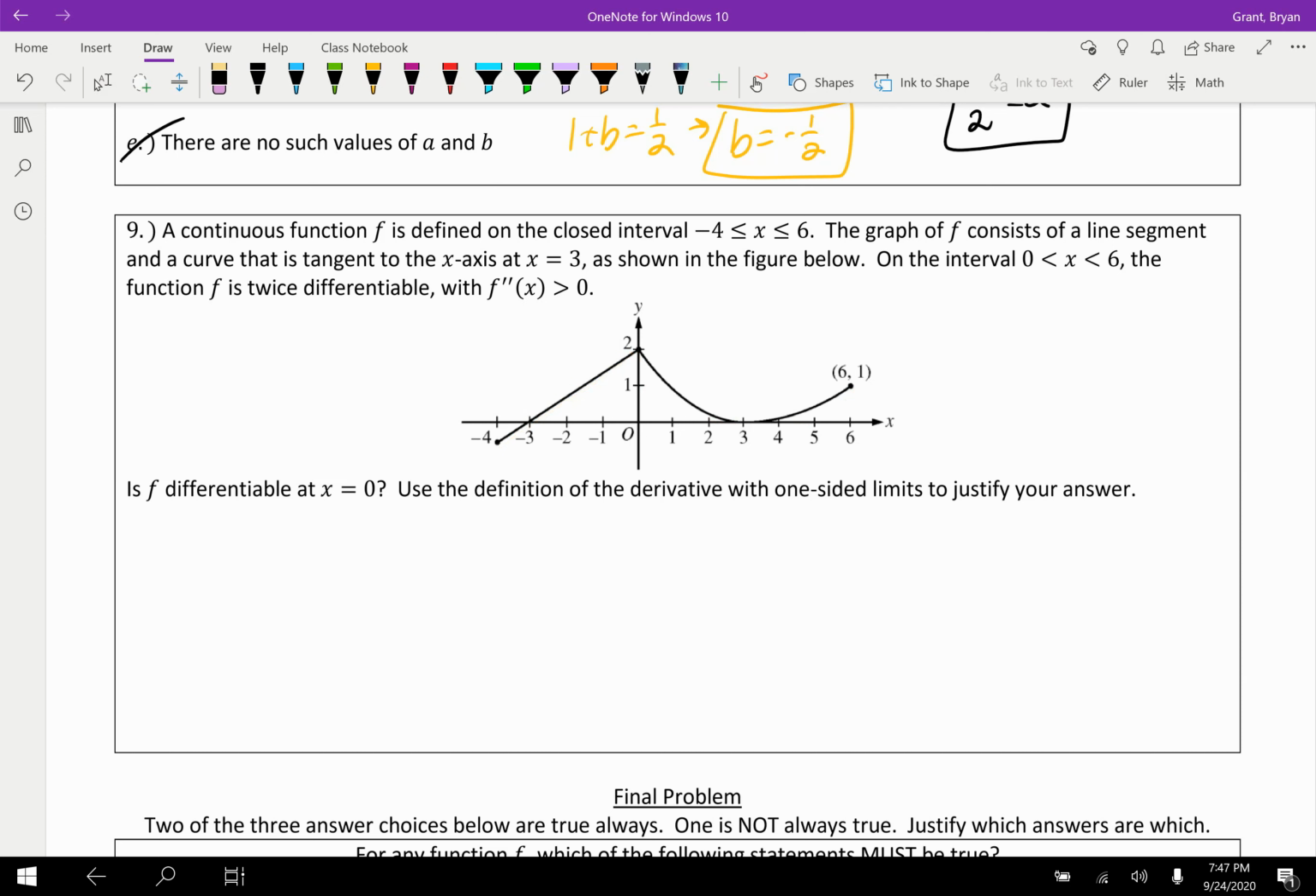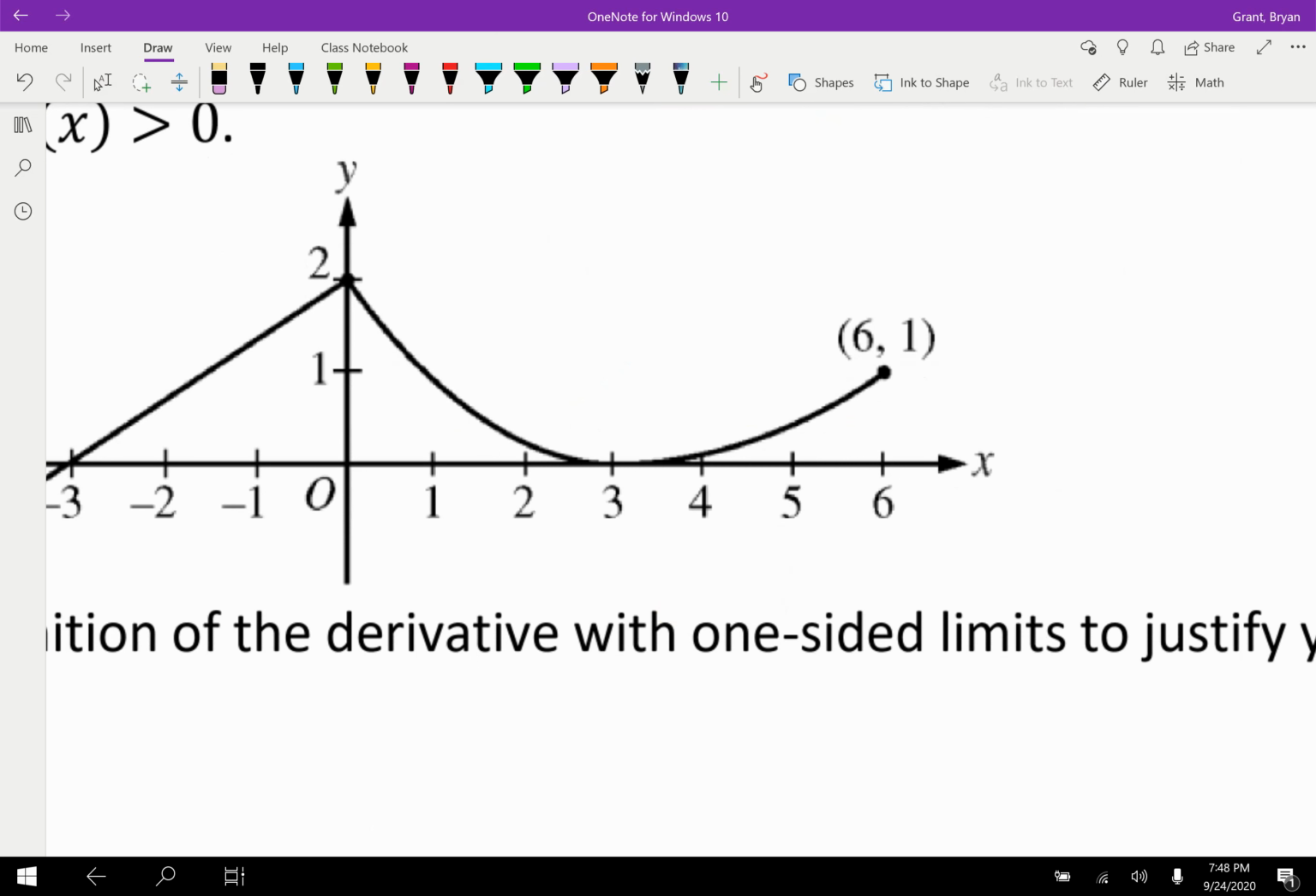The curve is tangent to the x-axis at 3, so horizontal tangent, there's a slope of 0 there. And on the interval 0 to 6, the function is twice differentiable. So what that means is not including the endpoints, so just skimming over those endpoints and going from here to here, again, not including the endpoints. This function is twice differentiable, which means the first derivative exists everywhere, but the second derivative also exists everywhere. It means if you take the derivative, you'll get answers for any value you plug in between 0 and 6, and you'll get answers in the second derivative as well.